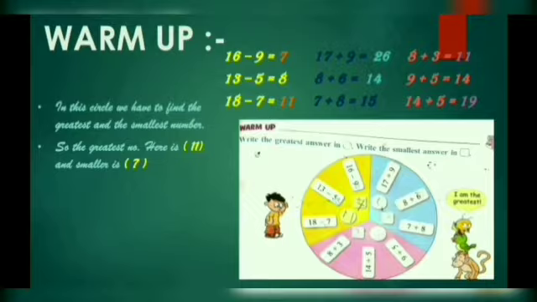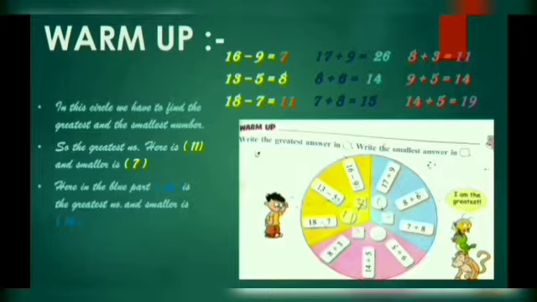Now let's move on to the blue part. 17 plus 9 is 26. 8 plus 16 is 24. 7 plus 8 is 15. So can you tell me the smallest and the greatest number, dear children? Yes, you are absolutely right. The greatest number is 26 and the smallest number is 15. Now let's move on to the pink part.